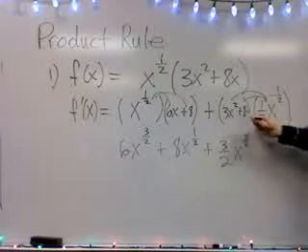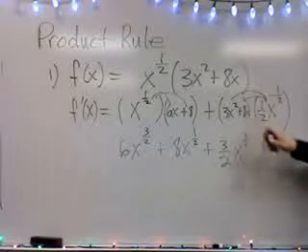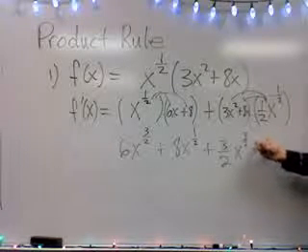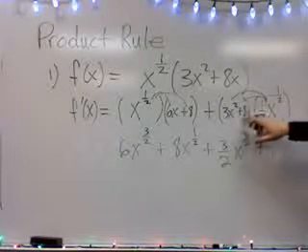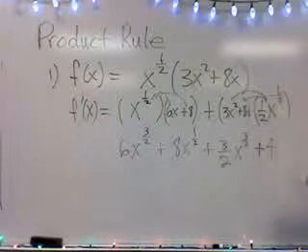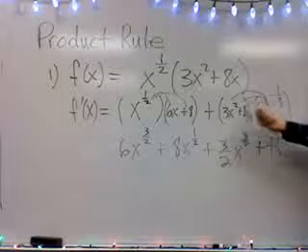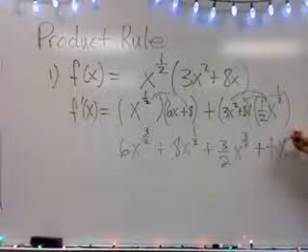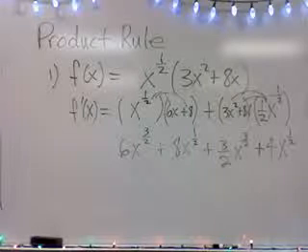When you distribute this to the 8, half of 8 is 4, so you get plus 4. And then adding the exponents, x to the first times x to the -1/2. The exponent here is 1. 1 plus a -1/2 is +1/2. All that's left to do then is just combine any like terms.